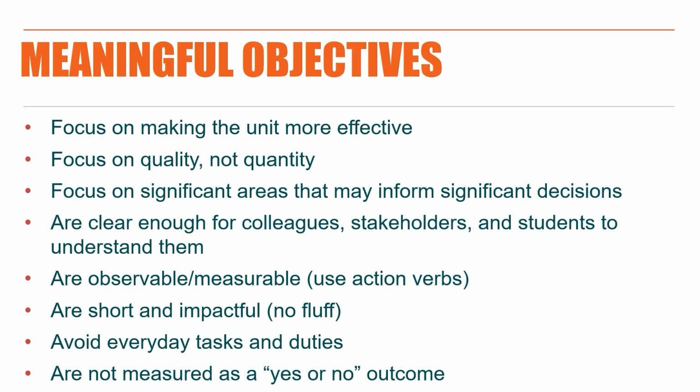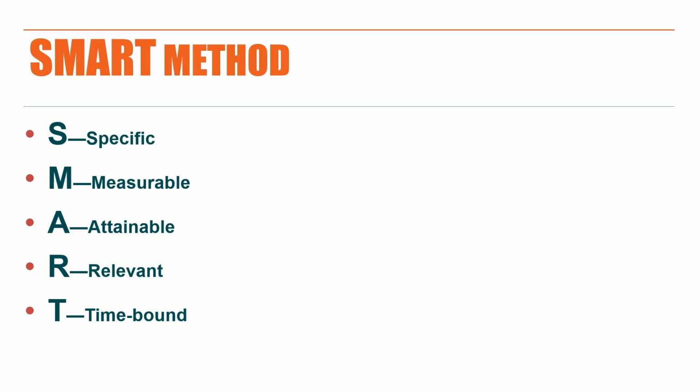Finally, meaningful objectives should not be framed as simple yes or no outcomes. Instead, they should allow for varying levels of performance so that data can provide deeper insight into how well the unit is achieving its broader goals. With an understanding of what makes a performance objective meaningful, the next step is to apply a structured framework for developing them. One of the most widely used frameworks for writing strong objectives is the SMART method.